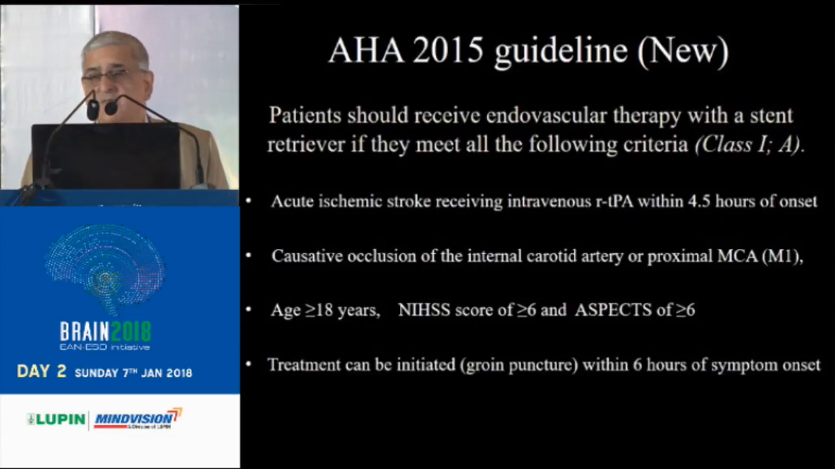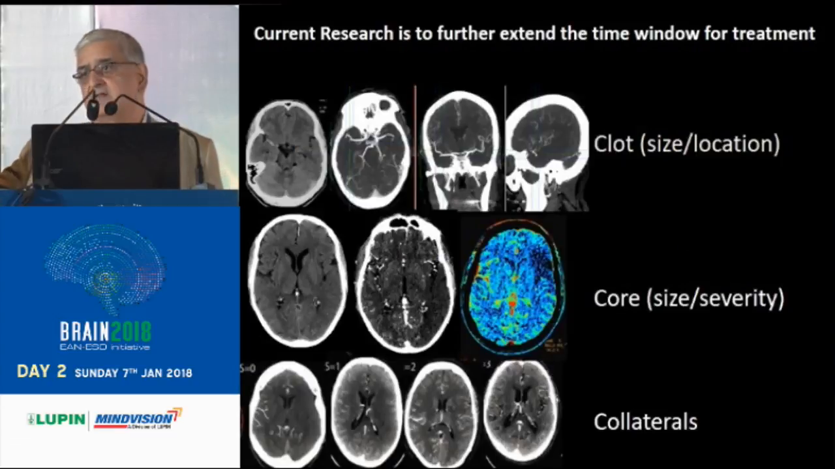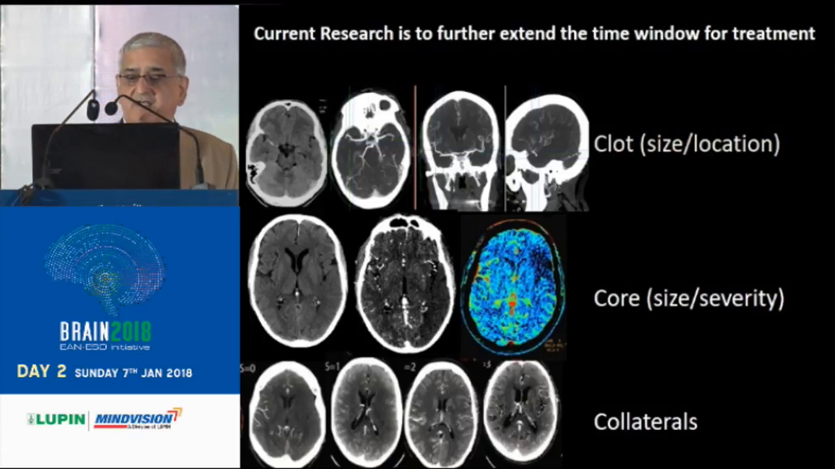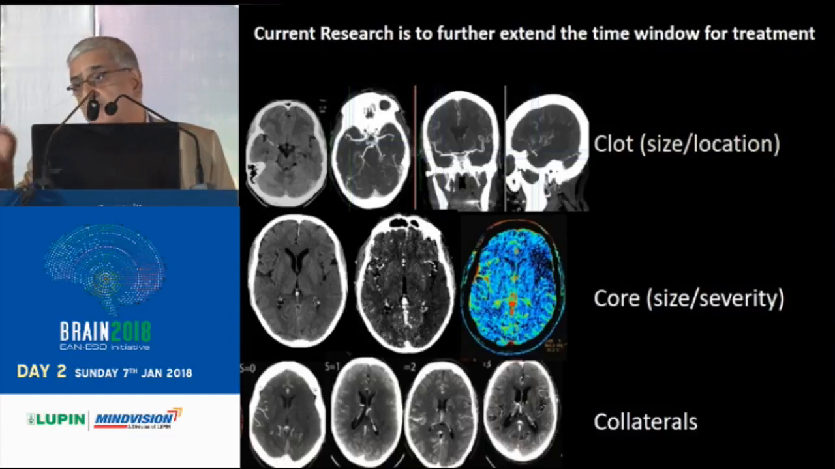These are the guidelines. Now, the current research is to extend this window beyond 6 hours also, and this is the most exciting field. This is basically based on the 3 C's. What is the size of the clot? What is the size of the core? The core is found by the perfusion studies. You can see in this patient, this is the core of the infarct. So that means it is 1/3, but most of it is still salvageable. So a small core is a good thing. If you have a small core, then you can think of extending the window. And particularly, you can save this small core if you have got good collaterals.